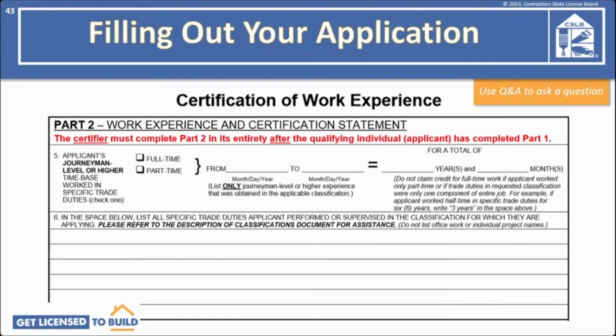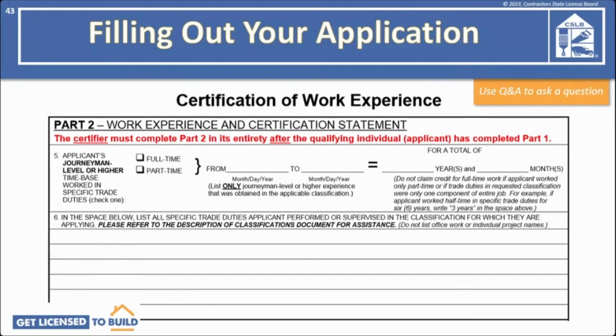Parts of the application, Certification of Work Experience, Part 2. Part 2 will be filled out by the certifier. In this section, the certifier must include the dates in which you obtained the experience. They must also select if you were working on a part-time or full-time basis. Keep in mind, if you were working part-time, you will receive 50% credit for that time, which means you will need to provide 8 years of experience within the past 10 years to meet the 4-year requirement.